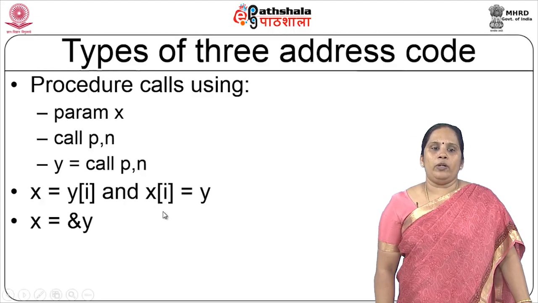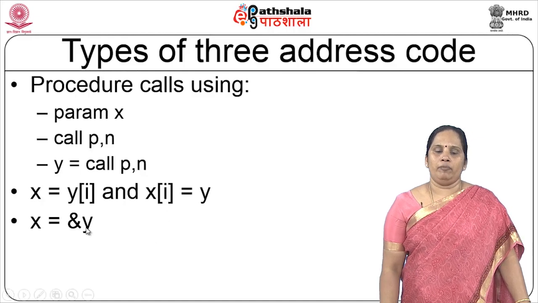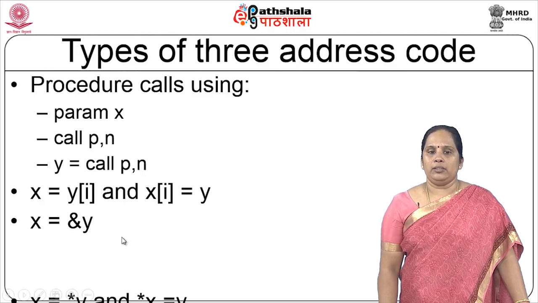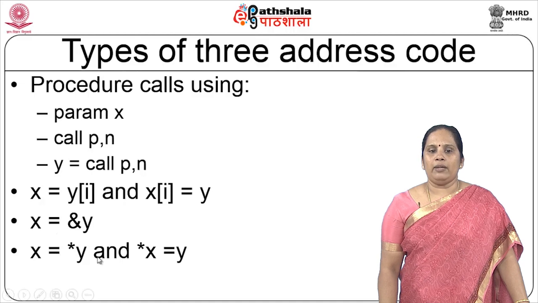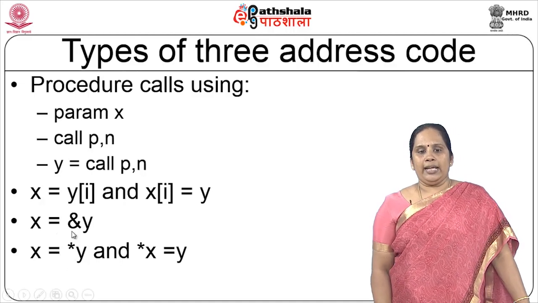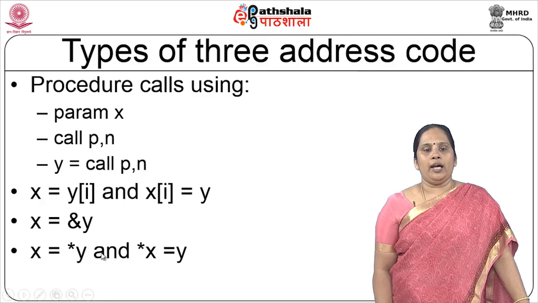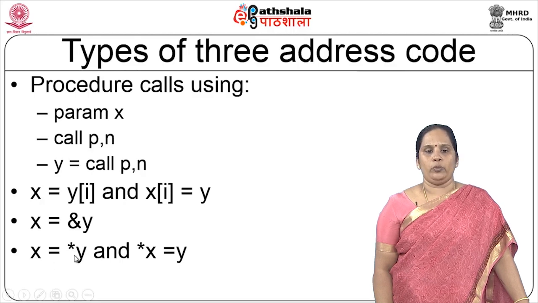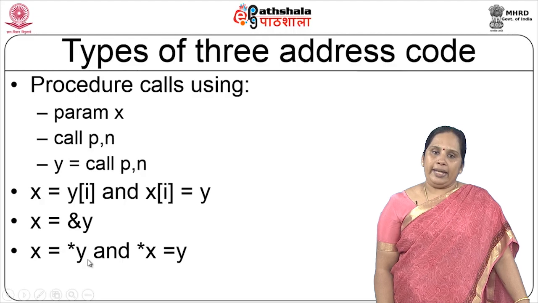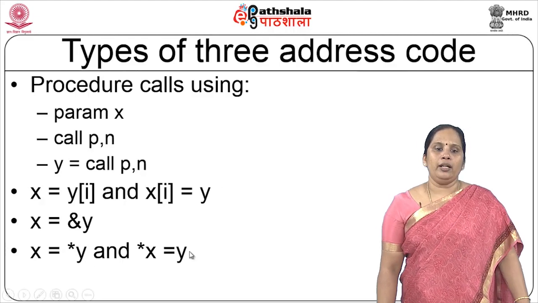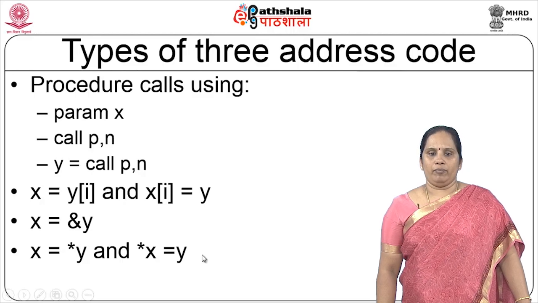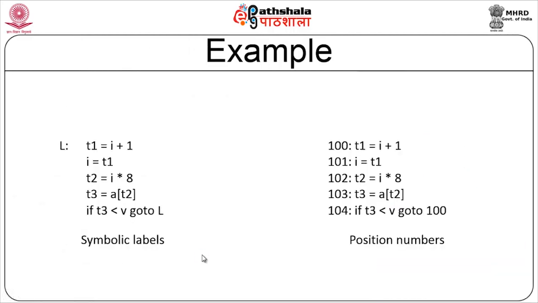The next one is X is equal to ampersand Y. This is an address scenario. X is equal to address of Y, so I am getting the address of Y and assigning it to X. Then X is equal to star Y, the dereferencing operator. This is the address operator, this is the dereferencing operator. X is equal to star Y and star X is equal to Y. Again I have here 2 addresses only, X and Y. Going to address Y, dereferencing it and assigning the value to X. Here I am dereferencing X, and Y is given the value at address X.